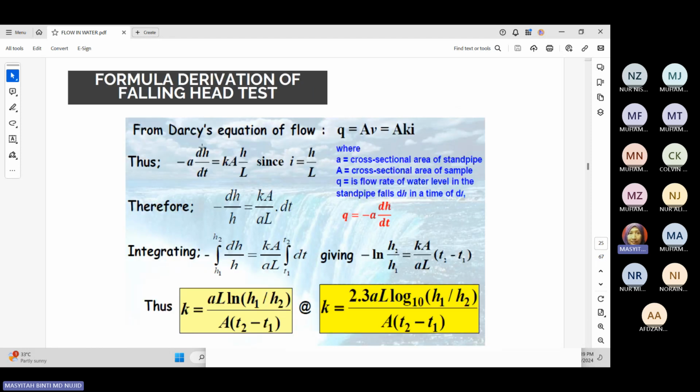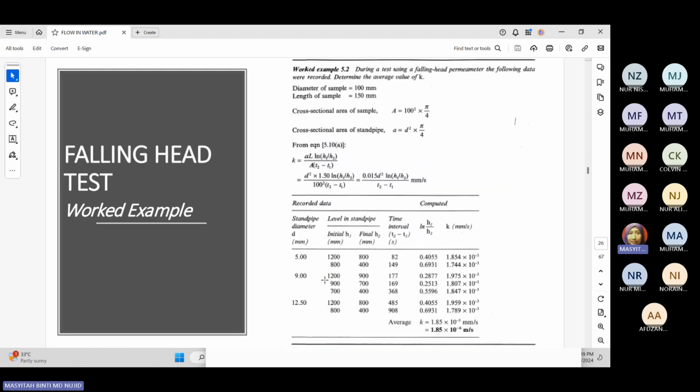Okay, this is how it is integrated from the beginning of our Darcy concept. Darcy's concept is Q equals A V. Then we have hydraulic gradients and then we integrate all these equations. Finally, they prove that if you are using the ln, then you want to substitute to log 10, it can also work, proven by the integration process.